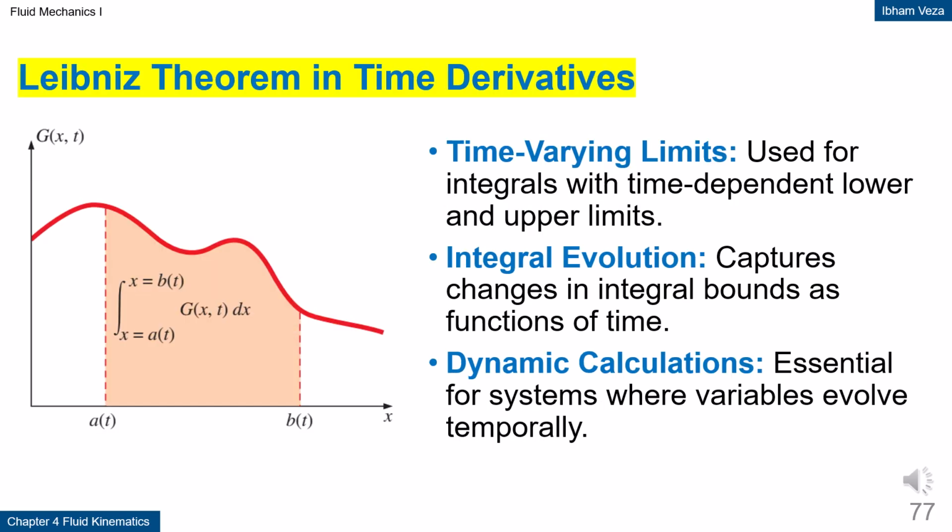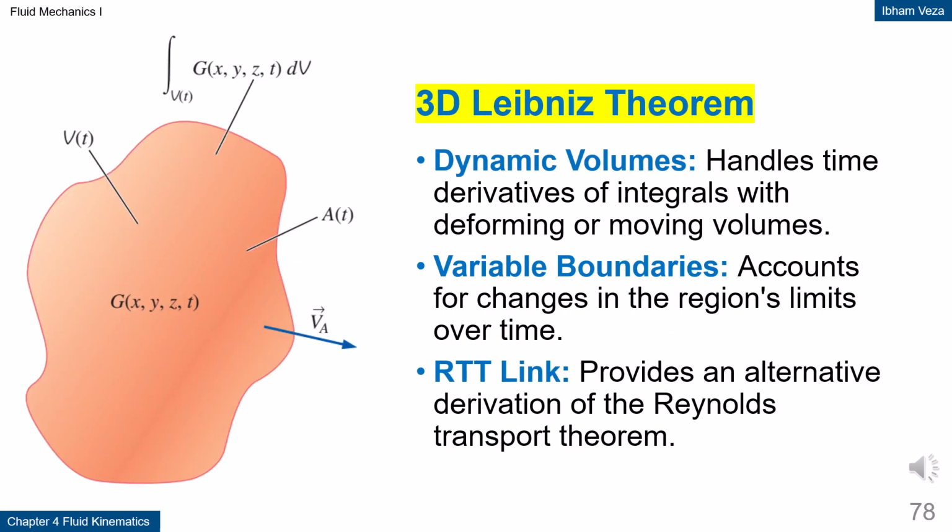Leibniz theorem in time derivatives. The Leibniz theorem is used to compute the time derivative of an integral with time-varying limits. This concept is important for systems with moving or changing boundaries. With this theorem, changes in the integration domain can be systematically accounted for. This is the mathematical foundation of the Reynolds Transport Theorem. Without this concept, the formal derivation of RTT would not be possible.